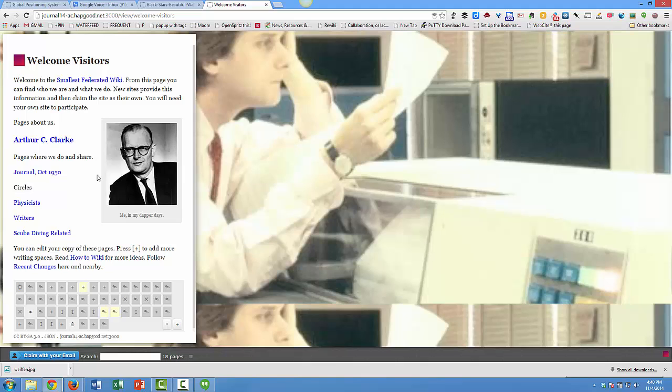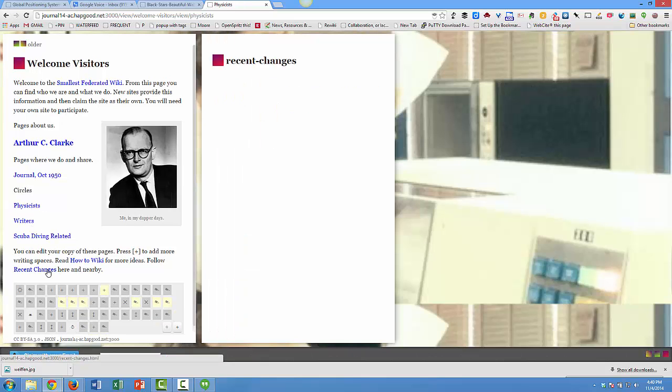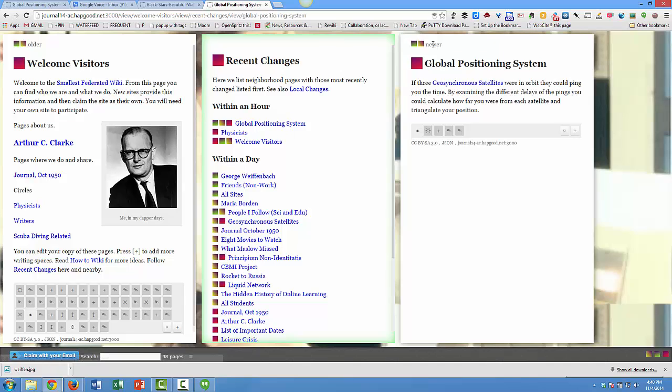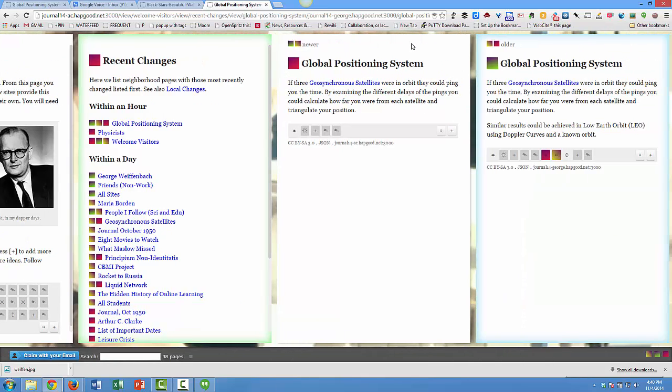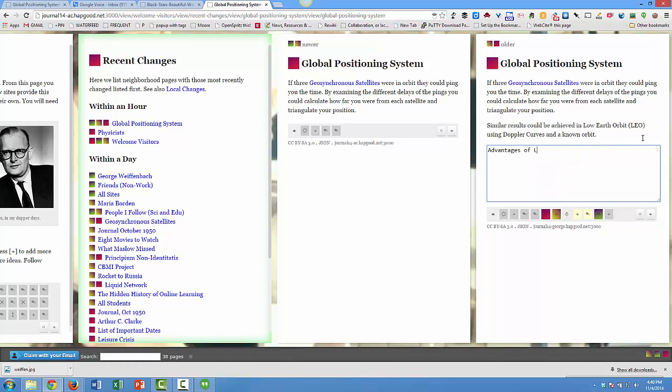We go back, we're Arthur C. Clarke now again, and we load our list of physicists. And we check our recent changes. And what we see is that our global positioning system article has been edited. And so we look at this and we go and we see the newer version. And we think, you know what, this is actually right. He's absolutely right. In fact, I'll give you two reasons why a low Earth orbit might even be a better orbit than geostationary. And so he comes in here and he edits this stuff.